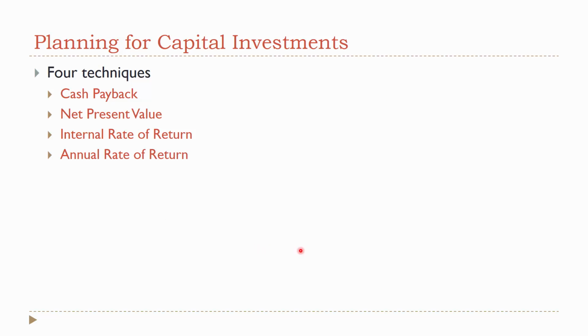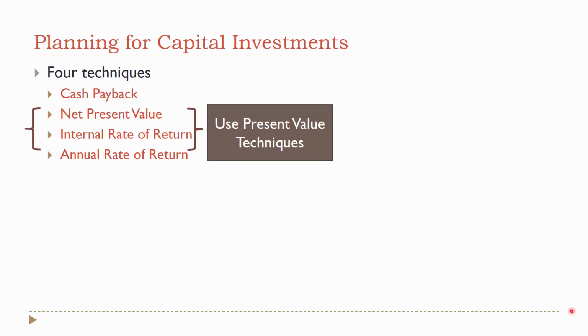Okay, and so the reason that you need to understand this is because in the chapter where we talk about planning for capital investments, we go through 4 different techniques: cash payback, net present value, an internal rate of return, and annual rate of return. The net present value and the internal rate of return, they use these ideas of present value. Future money is coming in or future money is going out. What is that worth in today's terms? And so you need to understand, especially tables 3 and 4, how to calculate present values.